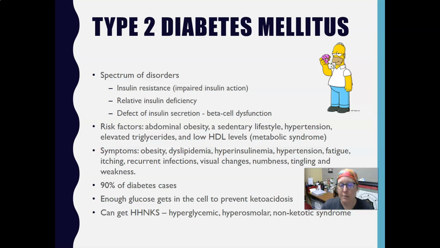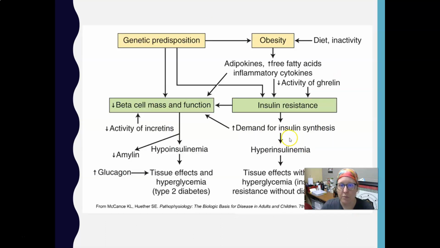It's called Hyperglycemic, Hyperosmolar, Nonketotic syndrome. So it's almost like their equivalent of DKA, where they get really, really sick. They have high blood sugar and a highly concentrated serum, but there are no ketones, and they can get severe dehydration and all kinds of problems from that. So this little chart shows a little bit about type 2.